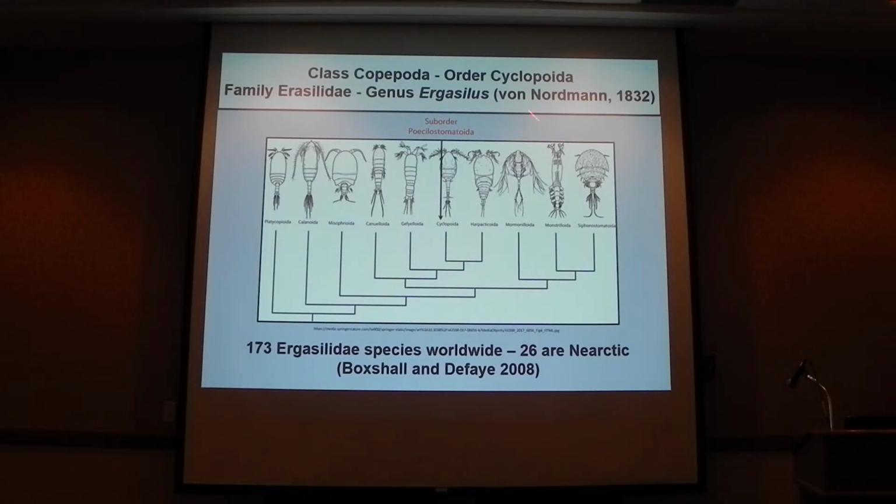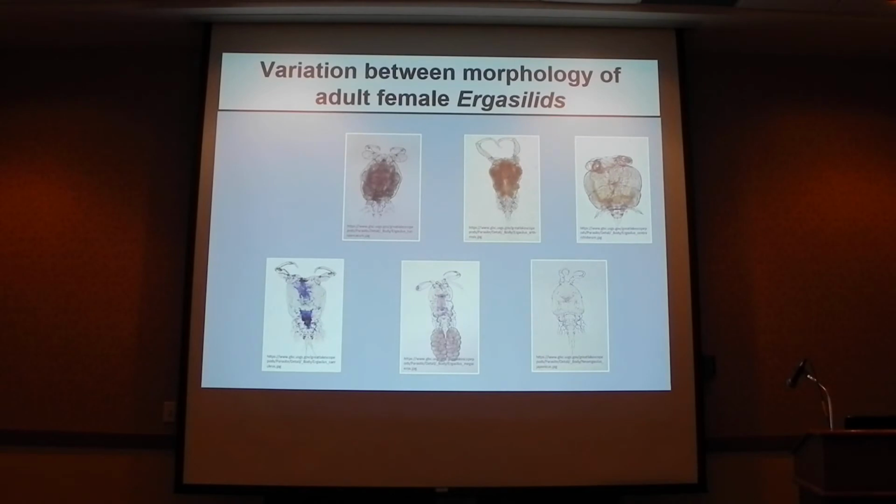So they're in the order Cyclopoida, family Ergasilidae, genus Ergasilus. Just to give you a scope of where we're at taxonomically, there's been 173 Ergasilus species reported worldwide, and 26 are known in the Nearctic region, and I'm sure that is expanding because there's not a lot of people doing research on stuff like this. There's probably like 5 people in the United States that are interested in this specific animal that I'm talking about today. So I'm going to try to get you a little bit interested in the parasitic world.